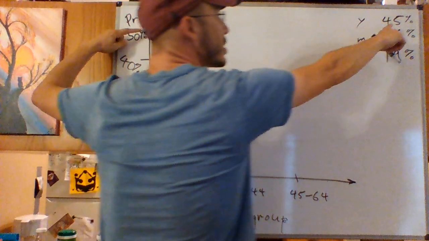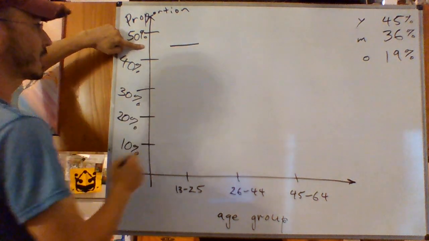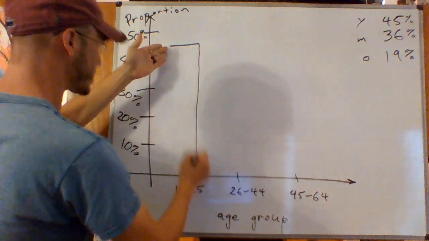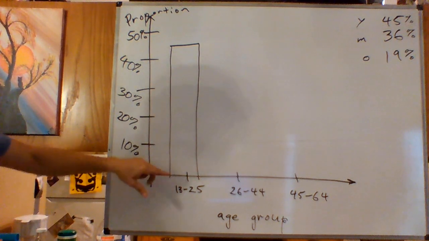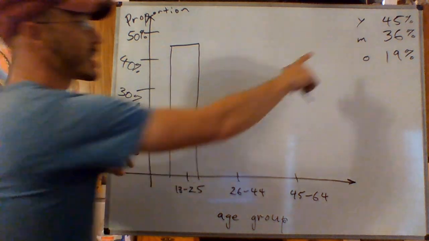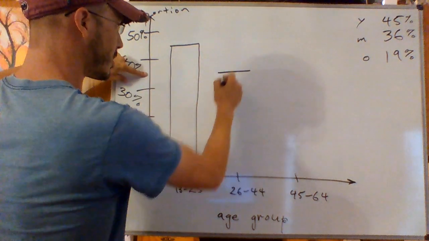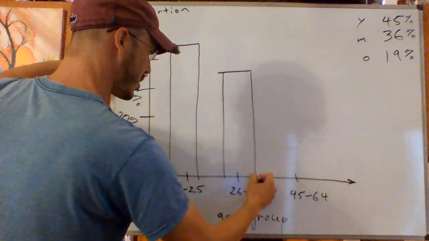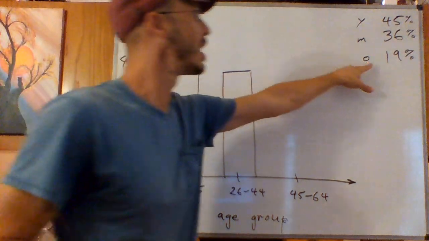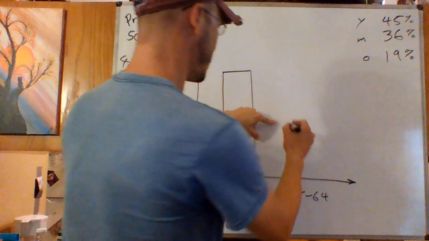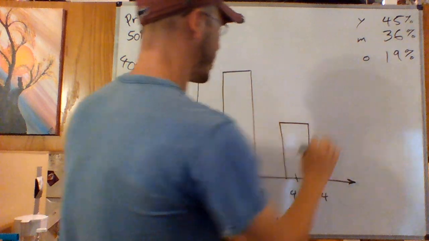And that first bar is going to go up to 45, so up to here. I need to make a bar this tall. And it's easiest if you draw the top first and then just bring the sides down to make that rectangle. That's my first bar, representing the proportion for my first age group. The second one goes up to 36, up there. And there's the bar for the second age group. And then finally, 19% is right about here. There's the bar for the third age group.